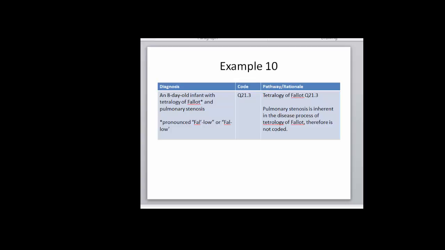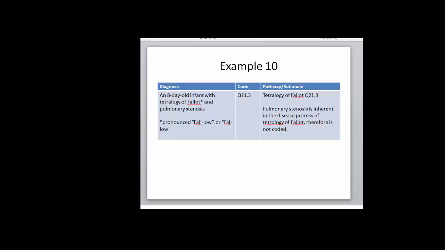If you notice in the guidelines in the front of Chapter 17, they're not numbered the same way as some of the other guidelines because they're just very general. A couple that I've chosen to highlight, and one is the tetralogy of Fallot, and I have here it's pronounced either Fallot or Fallow, depending on how your doctor or your hospital pronounces it. Main thing is that T, that ending T, is not pronounced. And pulmonary stenosis is inherent in this disorder.